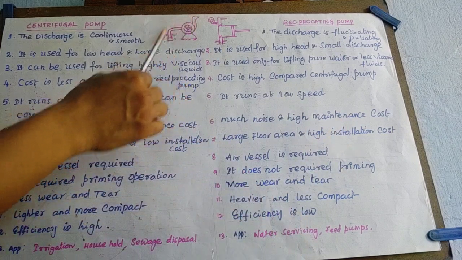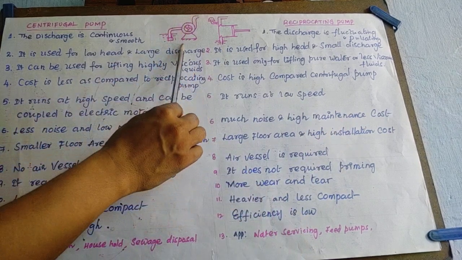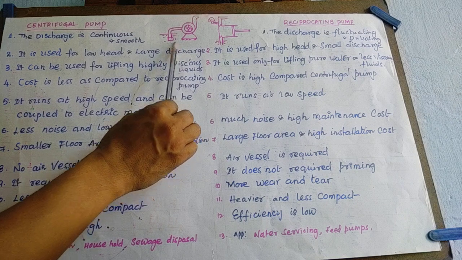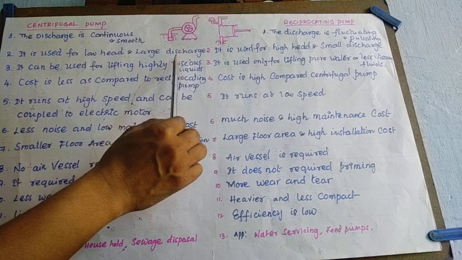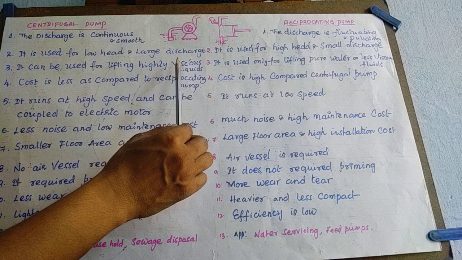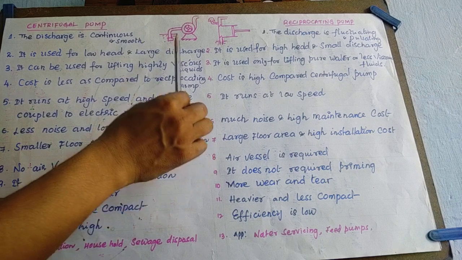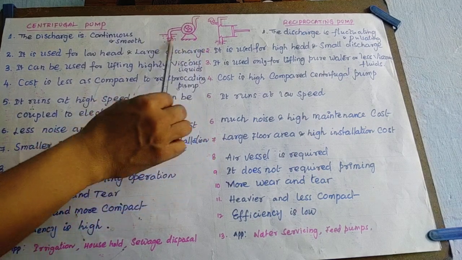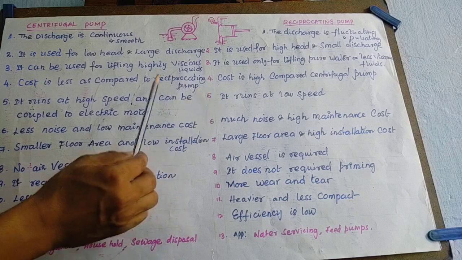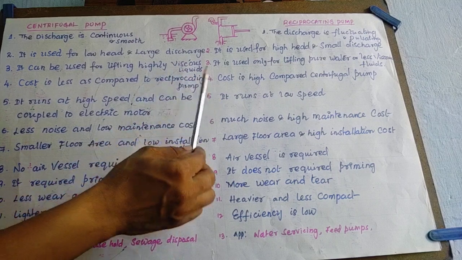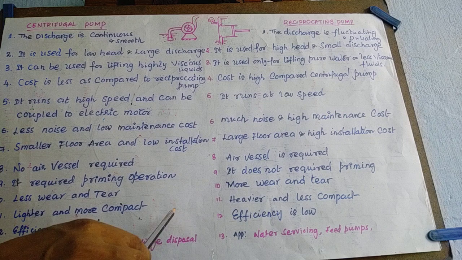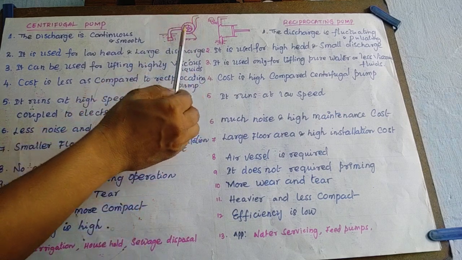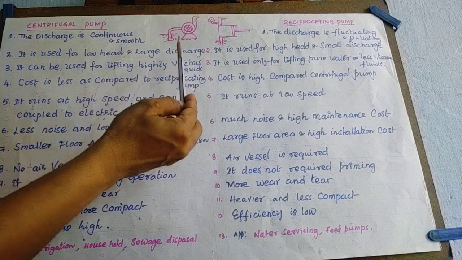And coming to the applications, these pumps are mostly used for household purposes. In homes, the water is lifted from the bore wells to the surface or to the overhead tanks, or in irrigation also we can use this one. It can handle highly viscous fluids, that means sewage disposal or muddy waters in the drainages. In all those conditions we can use the centrifugal pump.